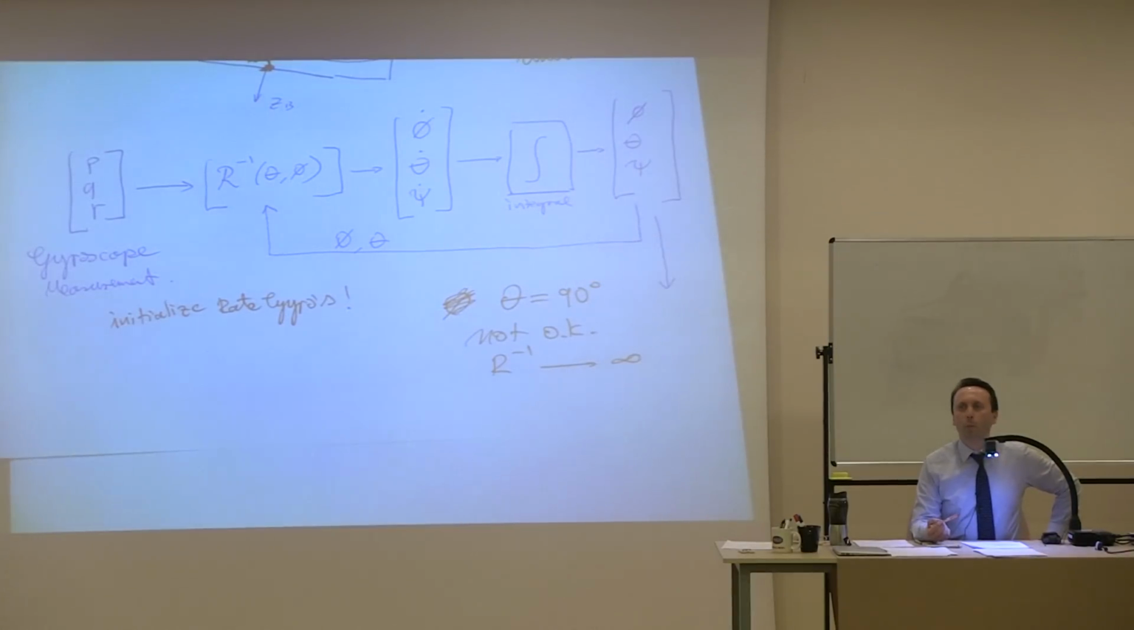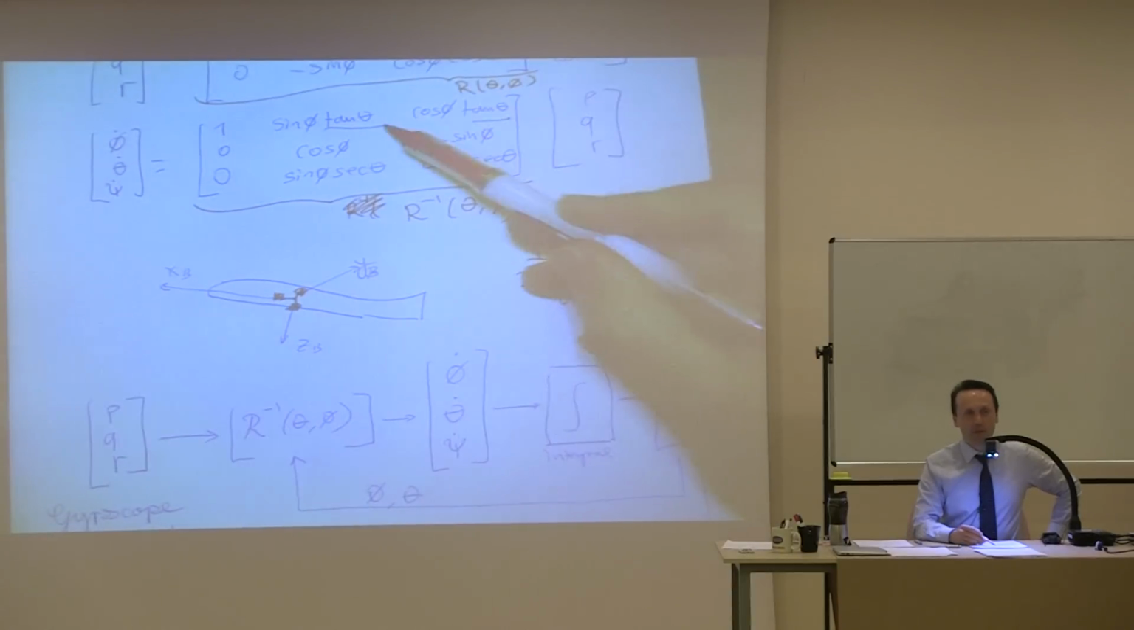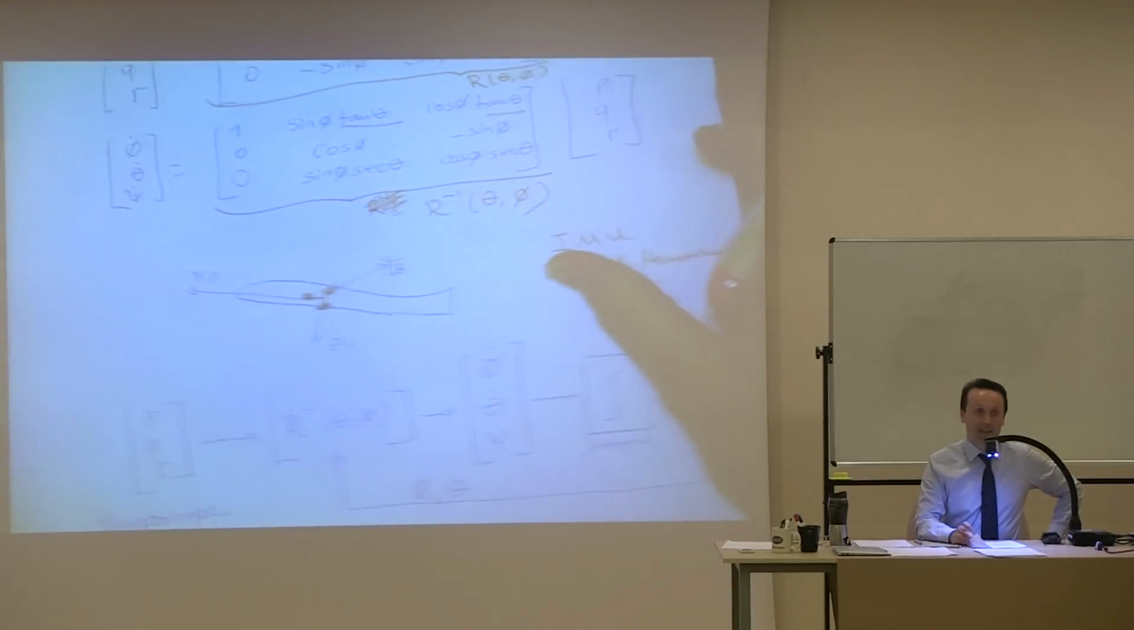So what can you do? Avoid 90. When you see 90, don't send 90. Send 89.9 so that you don't blow up. But you know, the computers will not like that because you will have a very large number here. It will not be infinity, but it will be very, very large, right? So you don't like that.